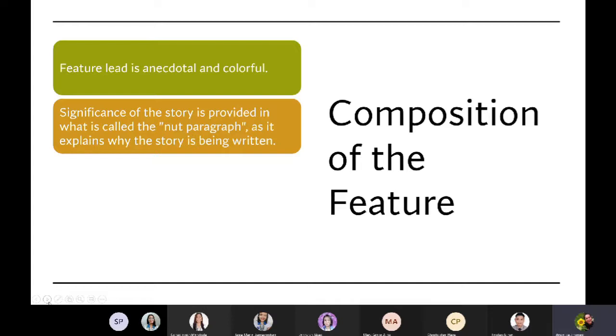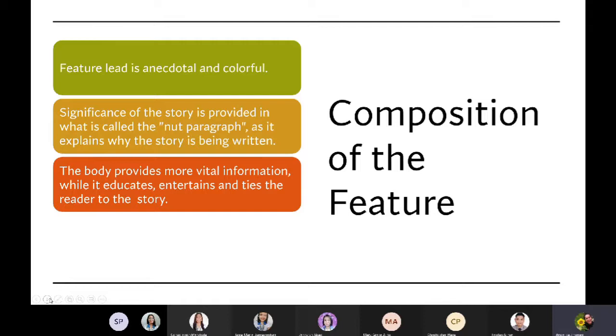Then, the body. So you see, how is it formed? First, we started with the lead. Like a news article, it has a lead, but we can be creative in terms of the lead. This lead should be attractive to the readers. And then second, the nut paragraph. Third is the body itself, where you explain and give more in-depth analysis. So it educates, entertains, and ties the reader to the story.